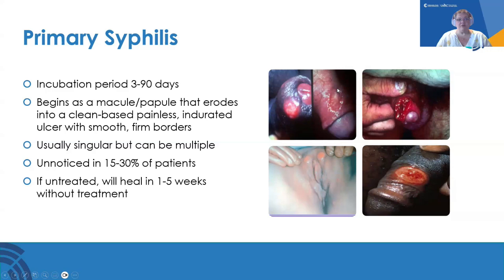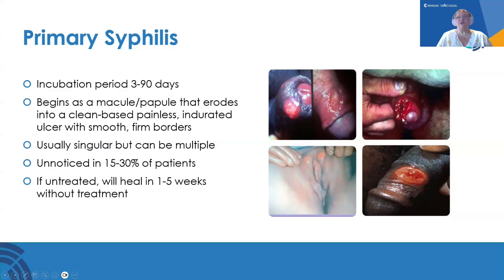This is also very common. See, it's a clean base with a rolled edge. Now, every once in a while, usually they're singular, but you can have what we call kissing chancres. Like if the labia folds in on each other, you can get a chancre matching on the other side.